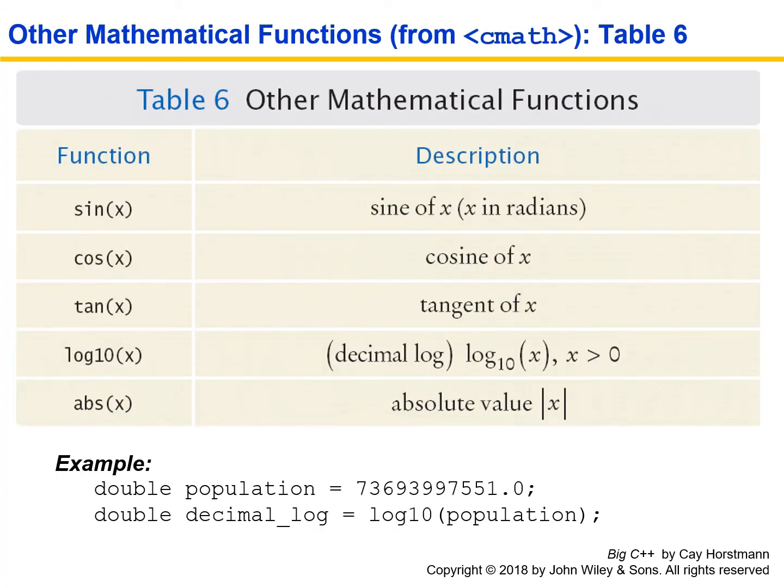There are some other mathematical functions in the cmath library. The major trig functions: sine, cos, tan. Log will get you the natural log. Log10 will get you the decimal log. And in C++11, I believe there's also a log2 that will get you the binary log, which is very handy for programming. And then abs of x will get you the absolute value of a number, which comes in handy all the time.